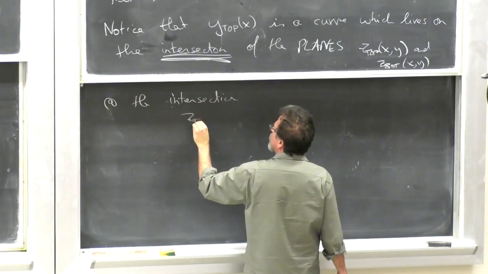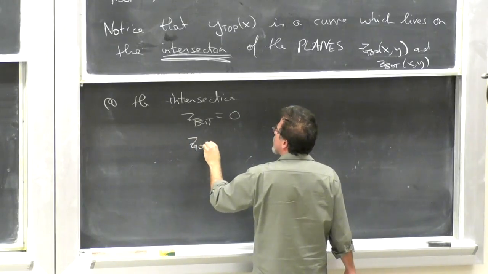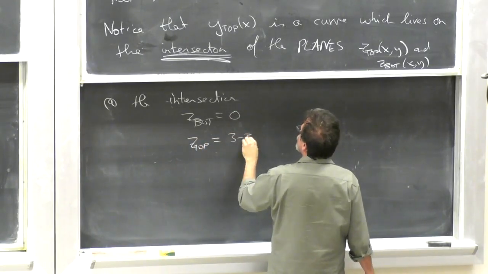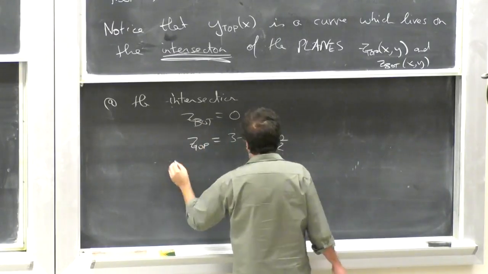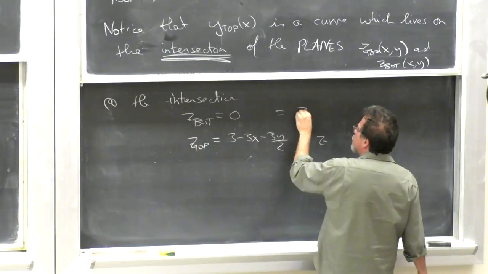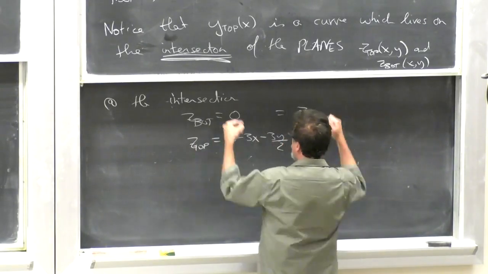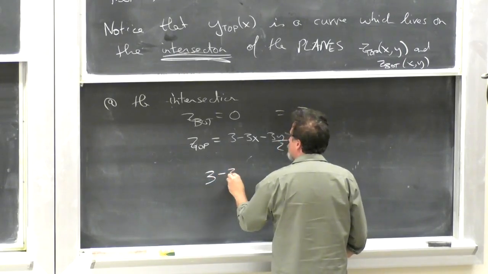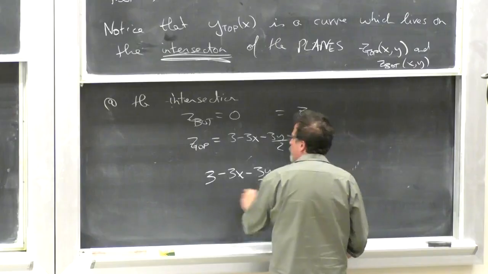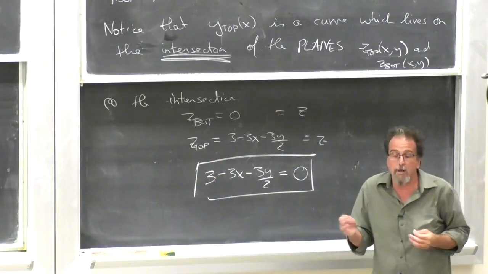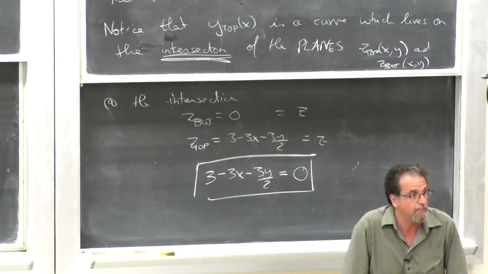So z bot equals 0, and z top equals 3 minus 3x minus 3y over 2. At the intersection, this is equal to z, and this is equal to z. So that clearly tells you z equals 0. And then you substitute that in here, and that says 3 minus 3x minus 3y over 2 is equal to 0. Now that's trivial algebra in the case of planes. But it gets more complicated if you had circles or other things like that.